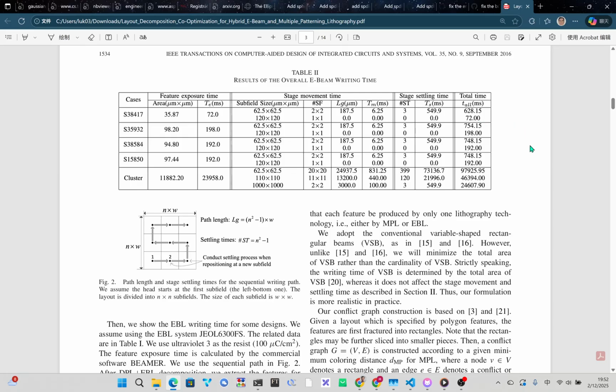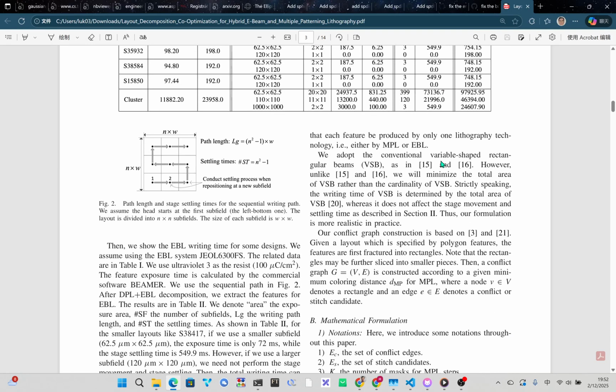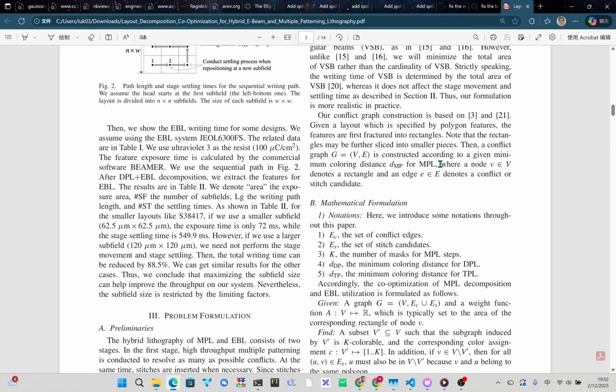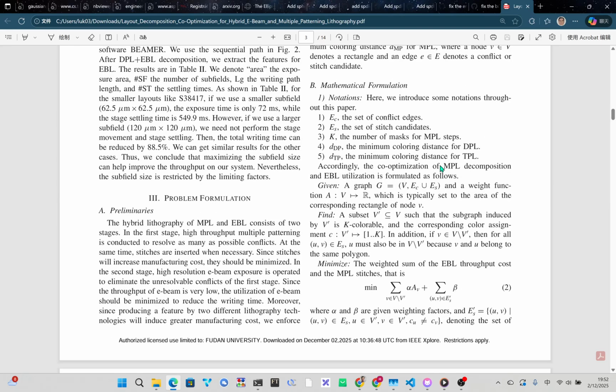So the real goal isn't just reducing the amount of material EBL has to write. It's about reducing the number of times it has to start and stop. Exactly. And the researchers proved this. By maximizing the subfield size in that same example, they could cluster the EBL work and eliminate the stops. The result was a stunning 88.5% reduction in total writing time.